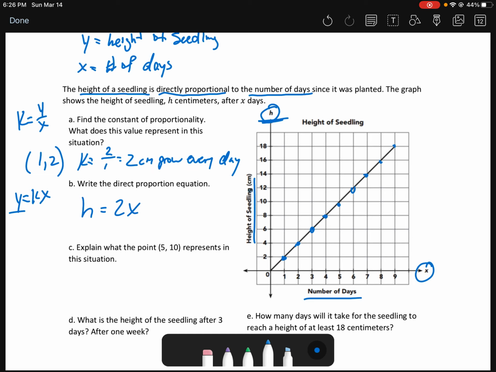C. Explain what the point (5, 10) represents in this situation. Well, remember when we write these, it's x comma y. So my x value is 5, my y value is 10. So that means, oh, not on 10 days, what are you doing? In 5 days, the seedling grows 10 centimeters.